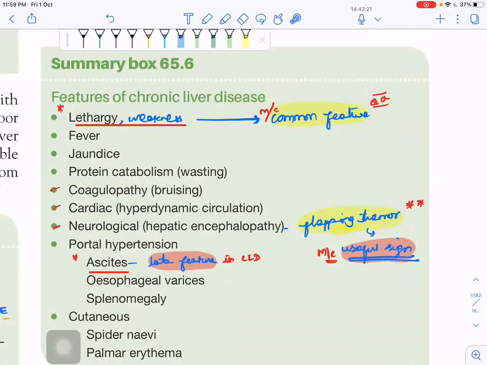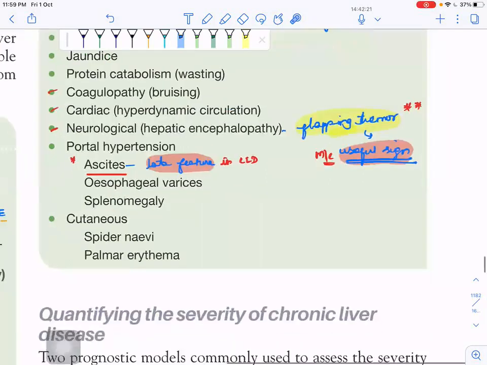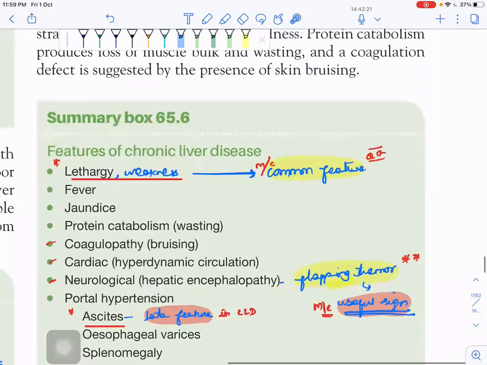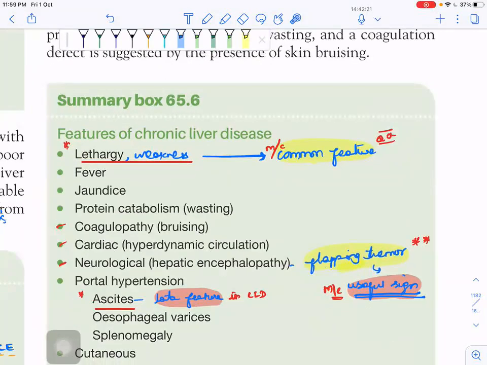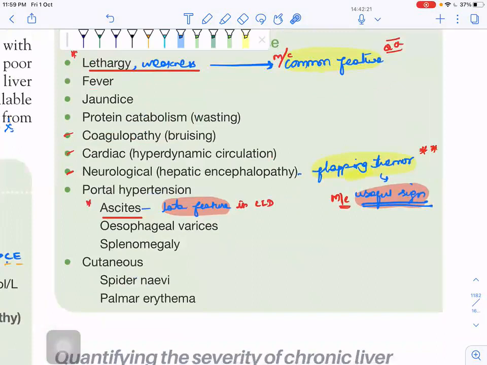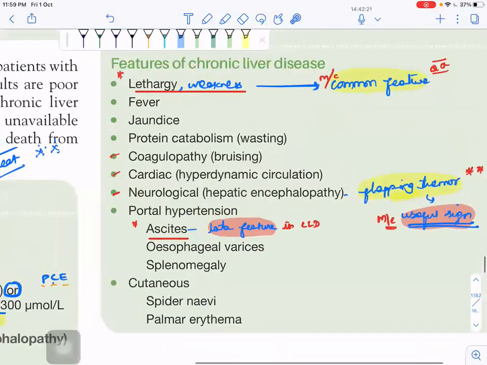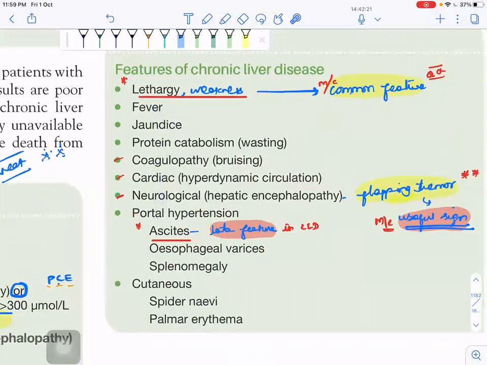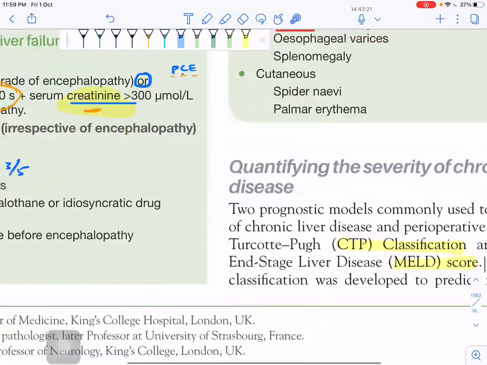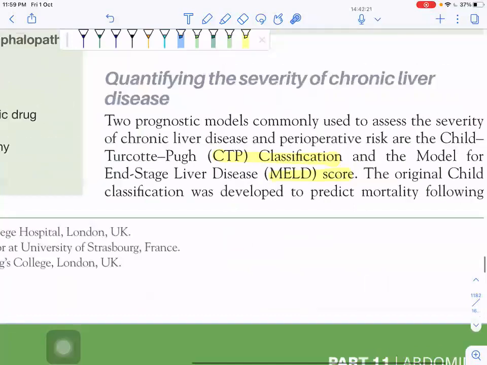Next comes, what is the most useful sign? The most useful sign is a flapping tremor, which we see in hepatic encephalopathy. And what is our late feature? The late feature is ascites. So three MCQs: most common feature lethargy and weakness, most useful sign flapping tremor, and late feature in CLD is ascites. Okay, and see the other features; we already know everything, so I won't repeat. And then we have to see how to quantify the severity of chronic liver disease.